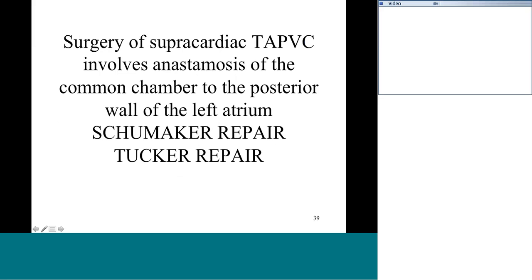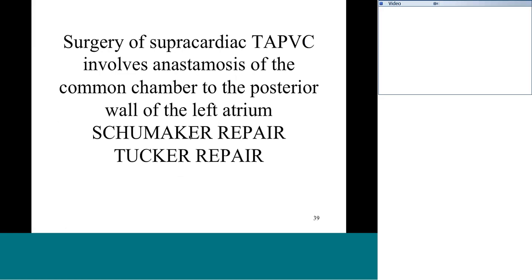The surgery for supracardiac TAPVC of this type is anastomosis of the common chamber to the posterior wall of the left atrium. It is done by 2 methods. One is called the Schumacher repair, and the second is called the Tucker repair. The basic difference between the two is, in the Schumacher repair, you make an incision on the anterior wall of the common chamber and the posterior wall of the left atrium, open it like 2 chambers, and anastomose side to side.